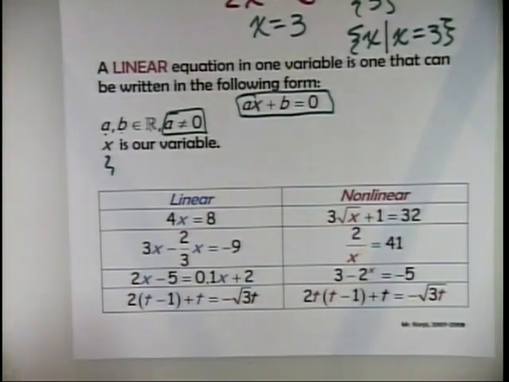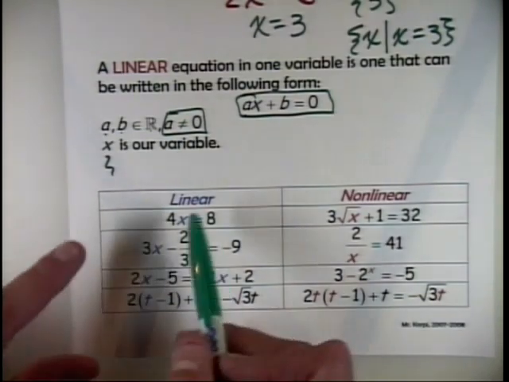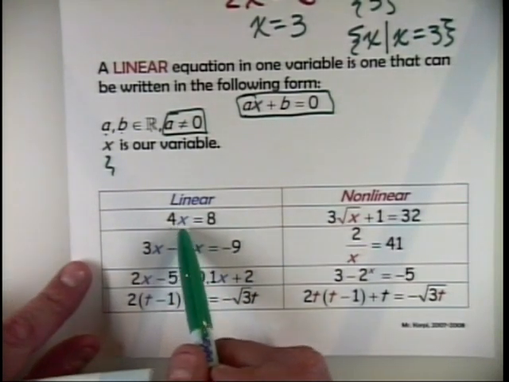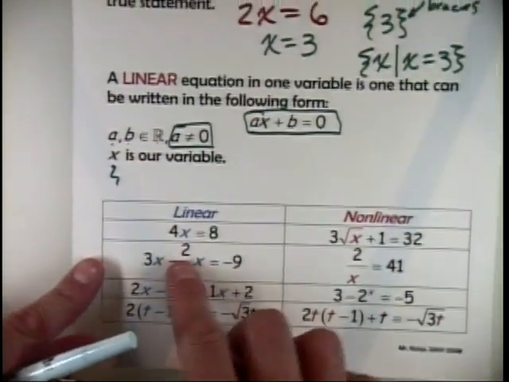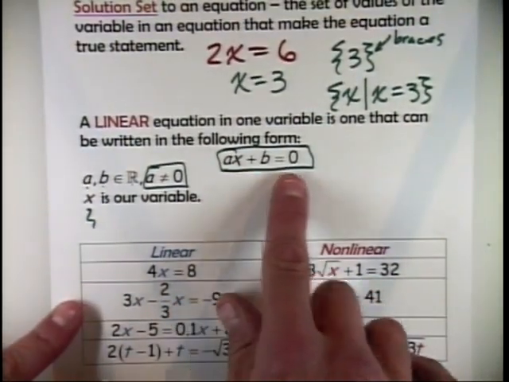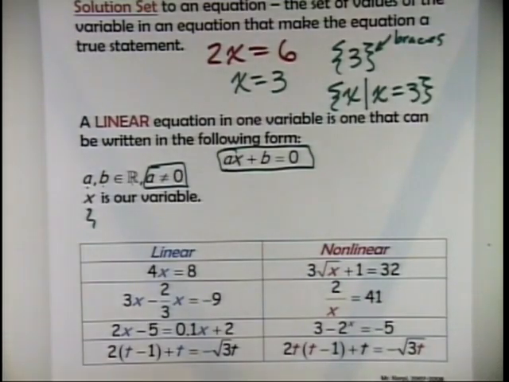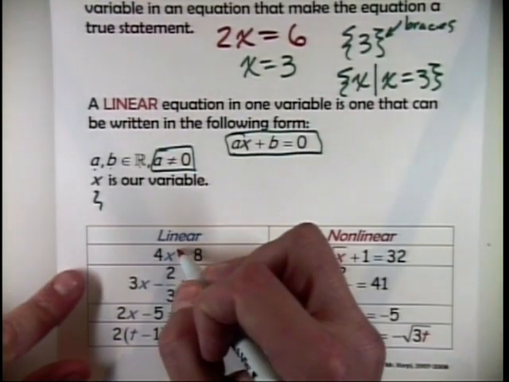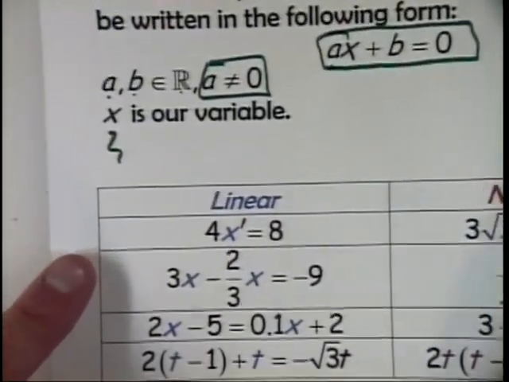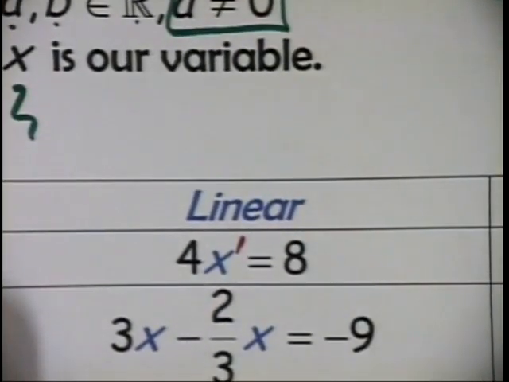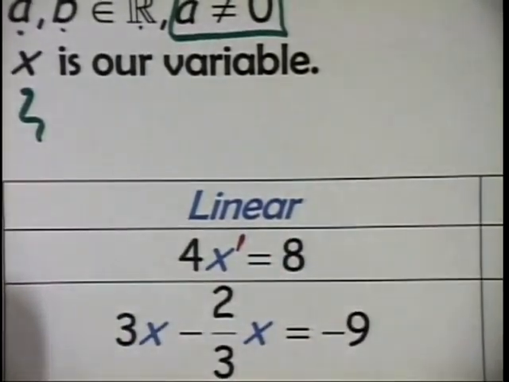Here's some examples. What is linear? What is not linear? Linear, for example, 4x equals 8. That's a linear equation. I can subtract 8 from both sides and make it look like 4x plus a negative 8 equals 0. The important thing to notice about the linear equation, though, is that the exponent on the x is an implied 1. Very important for linear equations, that the exponent on the x is a 1. Okay?